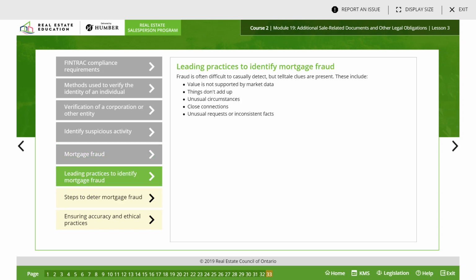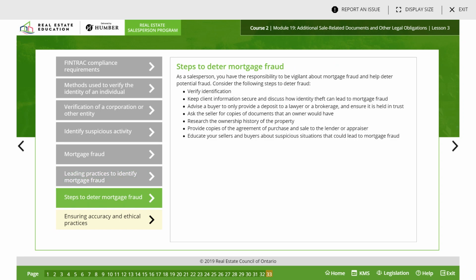Leading practices to identify mortgage fraud. Fraud is often difficult to casually detect, but telltale clues are present. This includes value is not supported by market data, things don't add up, unusual circumstances, close connections, unusual requests, or inconsistent facts.